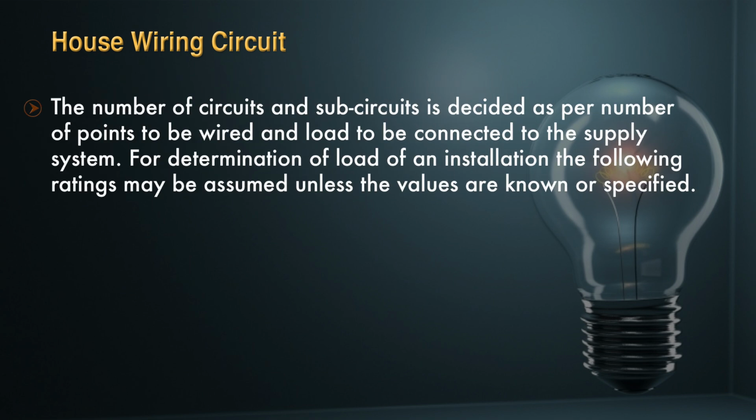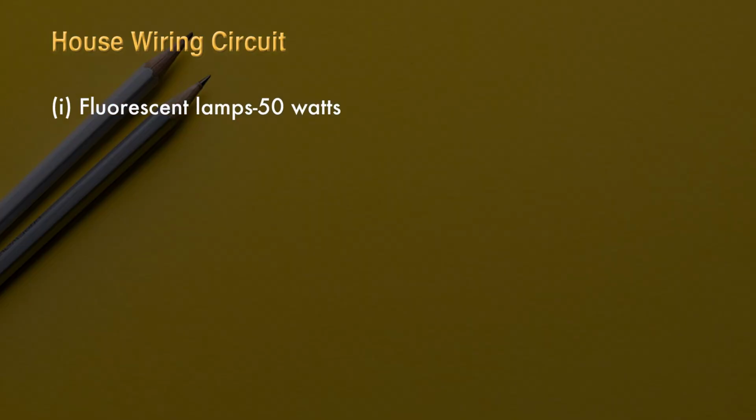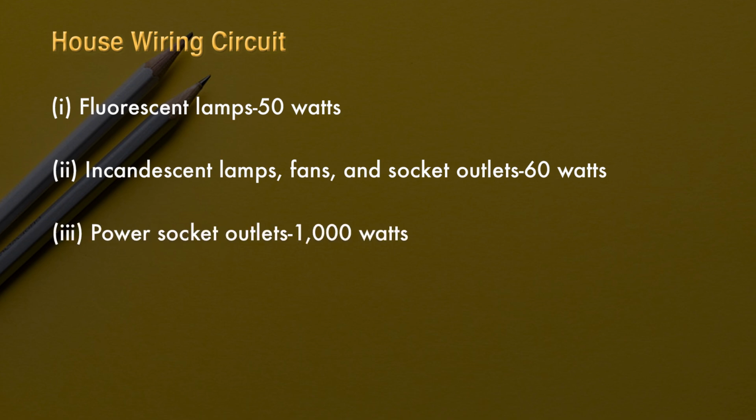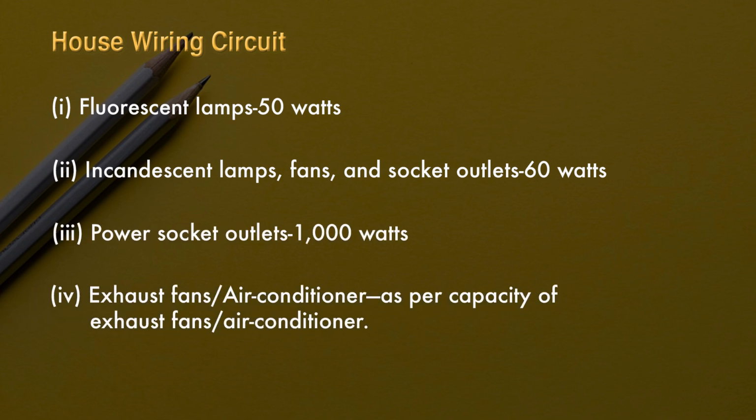The number of circuits and sub-circuits is decided as per the number of points to be wired and the load to be connected to the supply system. For determination of load and installation, the following ratings may be assumed unless the values are known or specified. Here we are taking different types of load: fluorescent lamp, incandescent lamp, fans, socket, power socket outlet, exhaust fan, air conditioner.